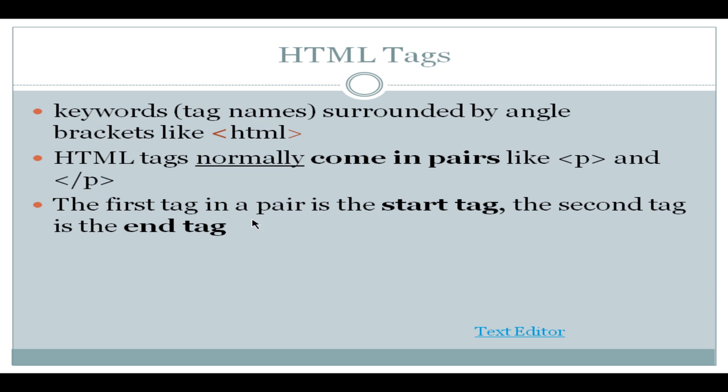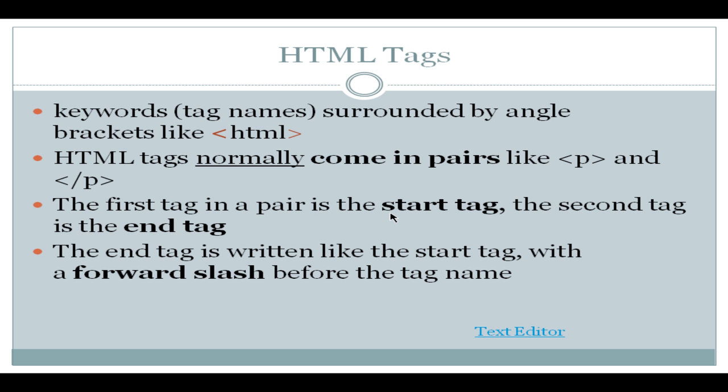So, the first tag in a pair is a start tag, and the second tag is the end tag. The end tag is written just like the start tag, but with the forward slash before the tag name. So here's a tag name and some content, and the second or the ending tag name with the forward slash. So therefore, starting tags can also be called beginning tags, and ending tags can also be called closing tags.